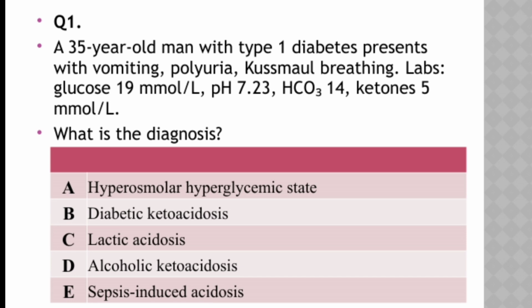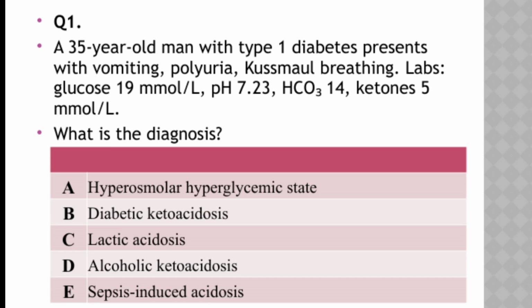Now, focusing on the question, we have a 35-year-old man with type 1 diabetes presenting with vomiting, polyuria, and Kussmaul breathing. His labs show a blood glucose of 19 mmol per liter, a pH of 7.23, bicarbonate of 14, and ketones at 5 mmol per liter.